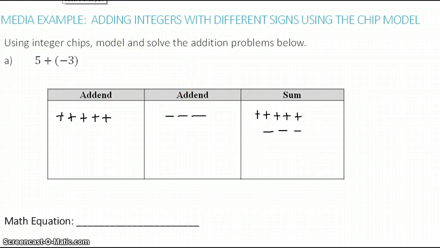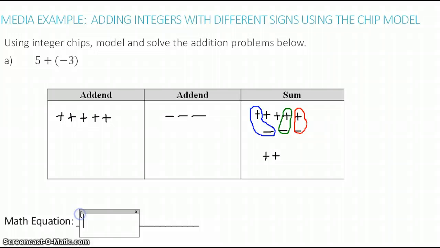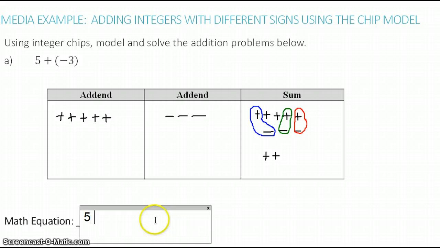And now to show the simplification process we just did on the site when they canceled each other out, I'm going to circle positive and negative pairs. Remember, we do this until we only have chips of one sign. And I'm going to circle these. Now the resulting amount is the 2 positive chips, and I'm going to put that simplified version down here. Now, to write this result as a math equation, we're going to have 5 plus negative 3 equals 2.